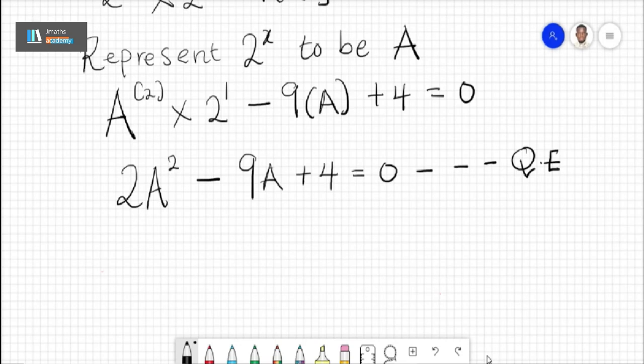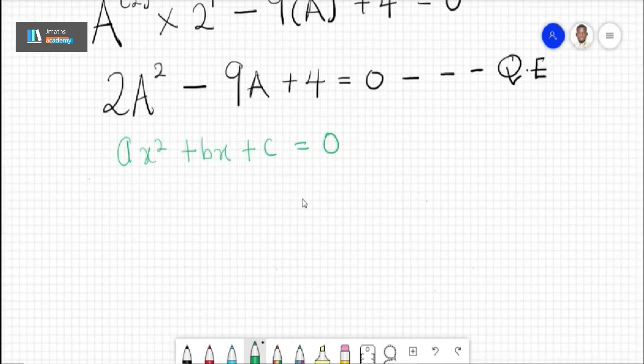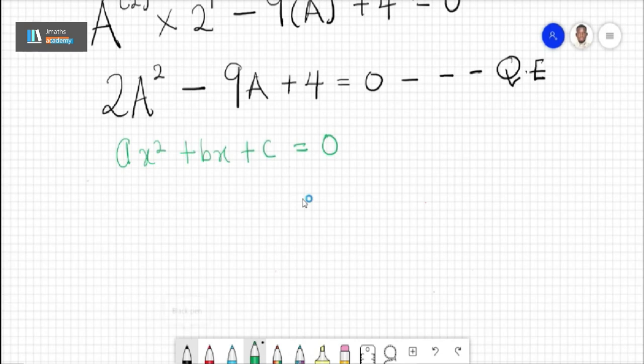At this point, we'll look at the general quadratic equation formula, which is ax squared plus bx plus c equal to 0. From this formula, we can see that 2 here is the coefficient of A squared and is the same thing as a. Meanwhile, b here is equal to negative 9 and c here, which is our constant, is equal to 4.